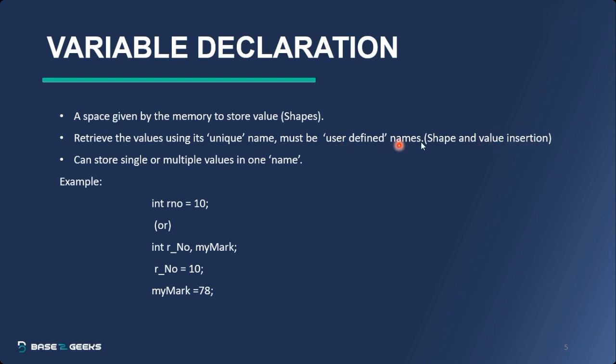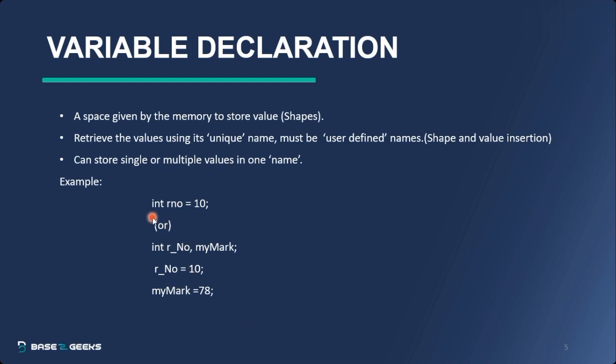So under that shape, I am going to insert some value. This is one example which I discussed. Under a variable, we can store single or multiple values in one variable name. So friends, are you all clear what a variable is? It is nothing but storing some values in my memory. You can understand that as shapes and objects, or value insertion. Now I have given you a simple example of how to declare a variable.